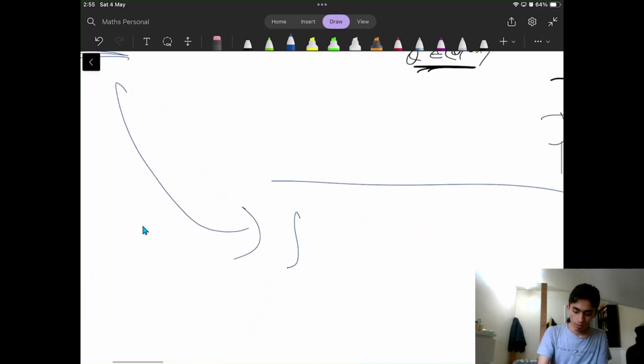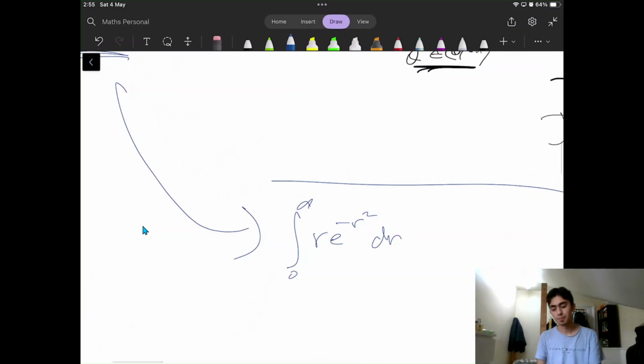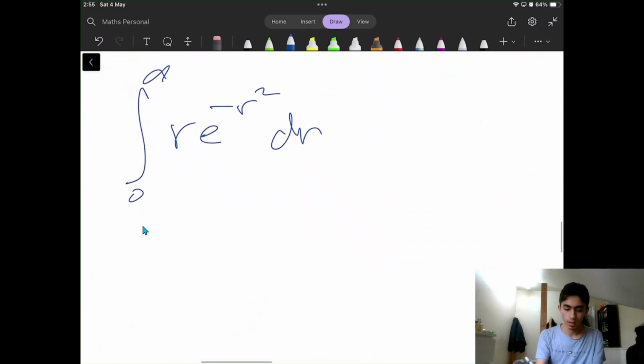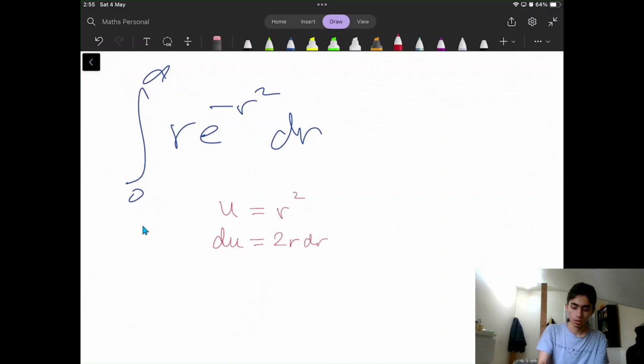So the integral from 0 to infinity of r e to the negative r squared dr. Well, there's many ways to do this. I'm just going to take a u substitution. Let's let u equal r squared, okay? And differentiate both sides implicitly. And we get this: du equals 2r dr.